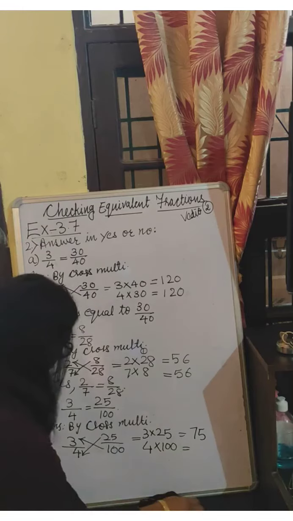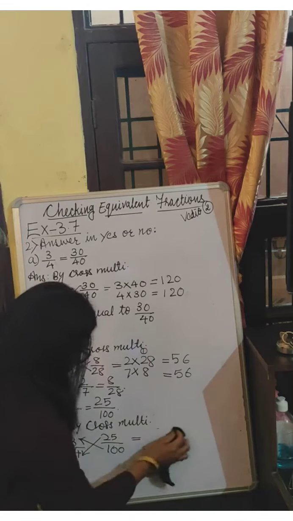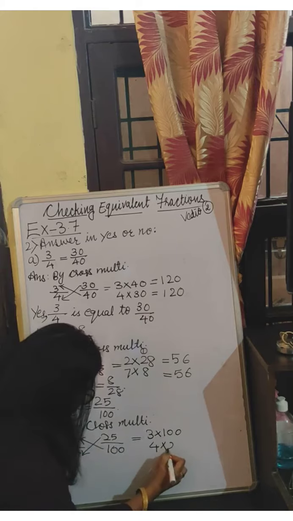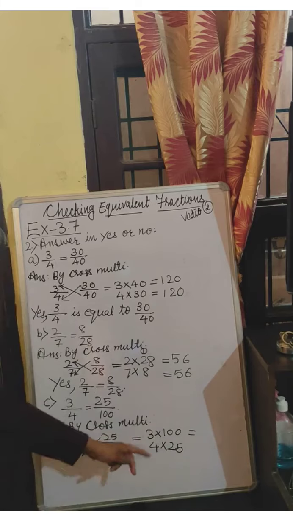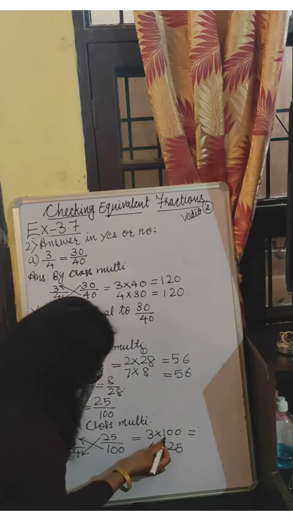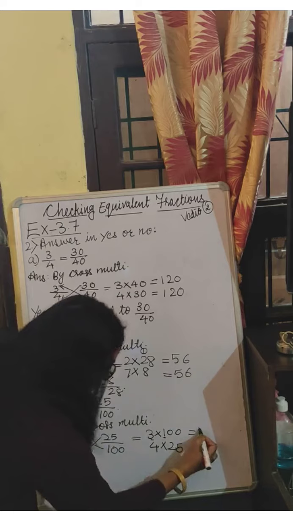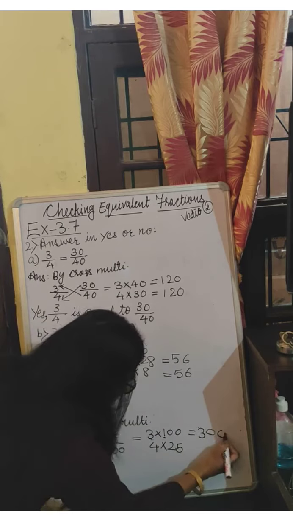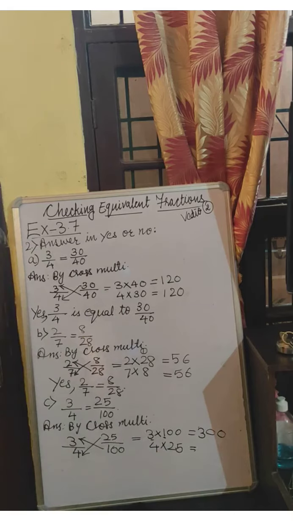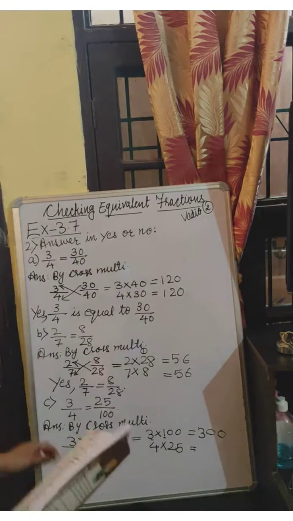Sorry, children, little mistake I have made here. 3 into 100 and 4 into 25. 3 into 100 is equal to 300. Okay. 3 multiply by this 1. 1 3s is 3 and put these two zeros, 300. And 25 how many times? 25 fours are children. 25 fours are.